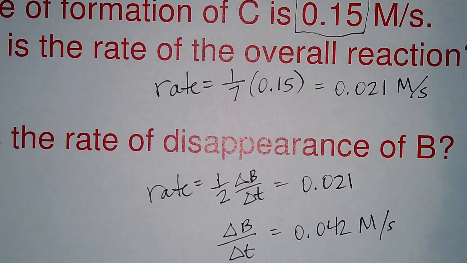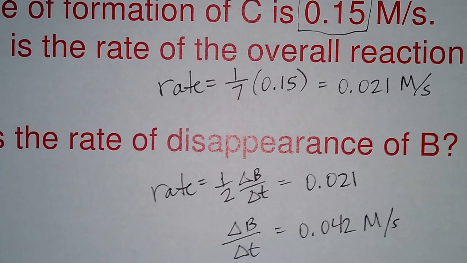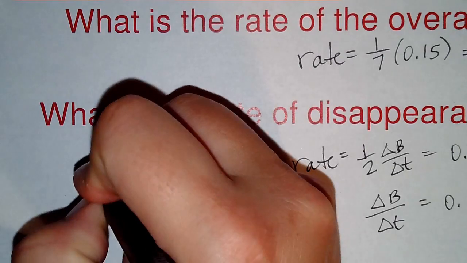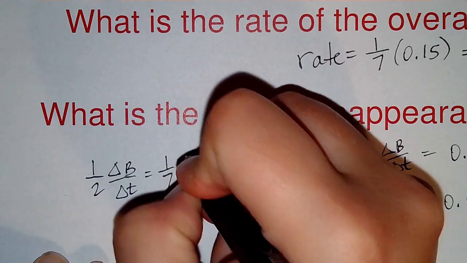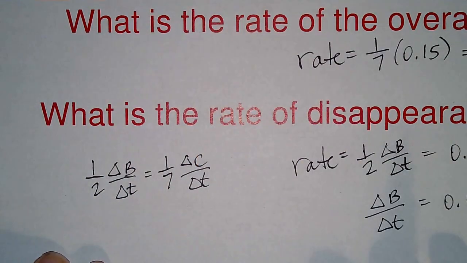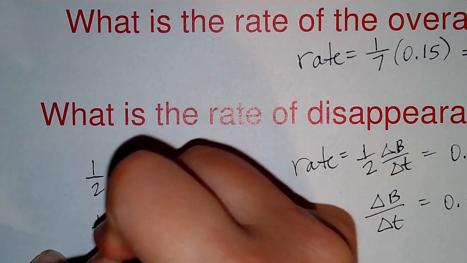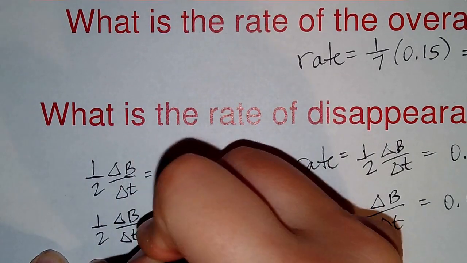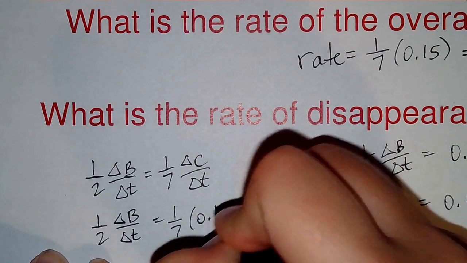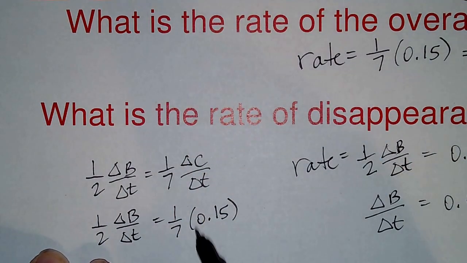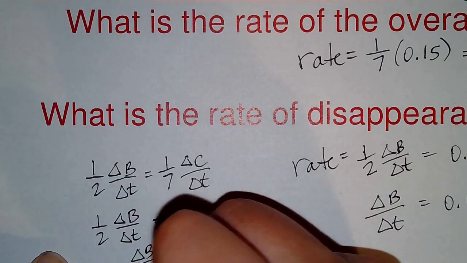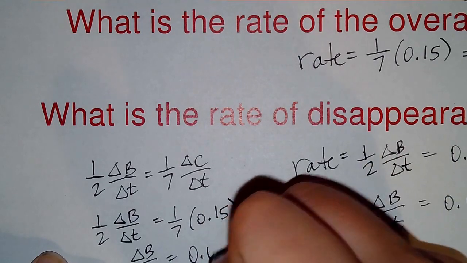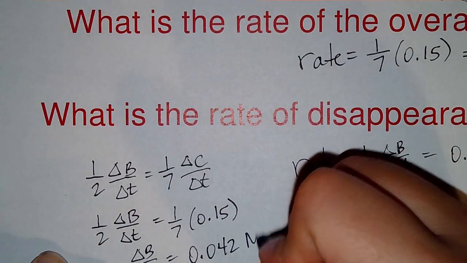If we want to use the relationship with C, we can do that as well. So 1/2 change in B over time is equal to 1/7 change in C over time. Since we know information about C, we can fill that in. We would take 1/7 of 0.15 and then multiply by 2, which gets us the same relationship that we had before, 0.042 moles per liter per second.